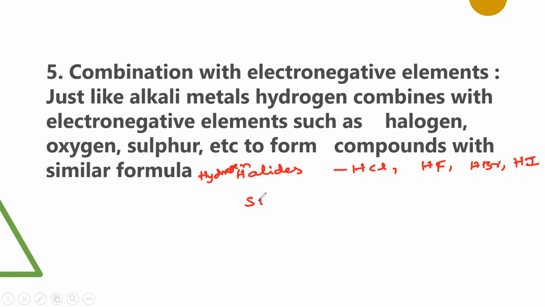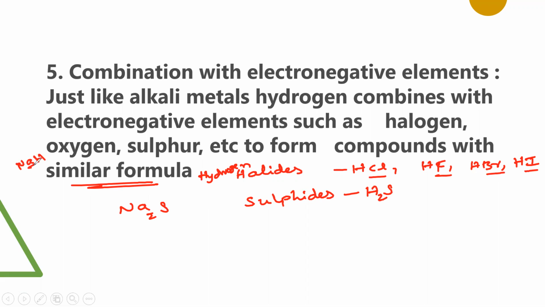Next, sulfides. Like sodium sulfide, an alkali metal sulfide, we have hydrogen sulfide, H2S. The formula is similar because the valency of both the alkali metals and hydrogen is the same. Similarly, sodium hydride is also the same. Next we have oxides: hydrogen oxide, water, like sodium oxide, potassium oxide, etc. These are the different compounds hydrogen forms.